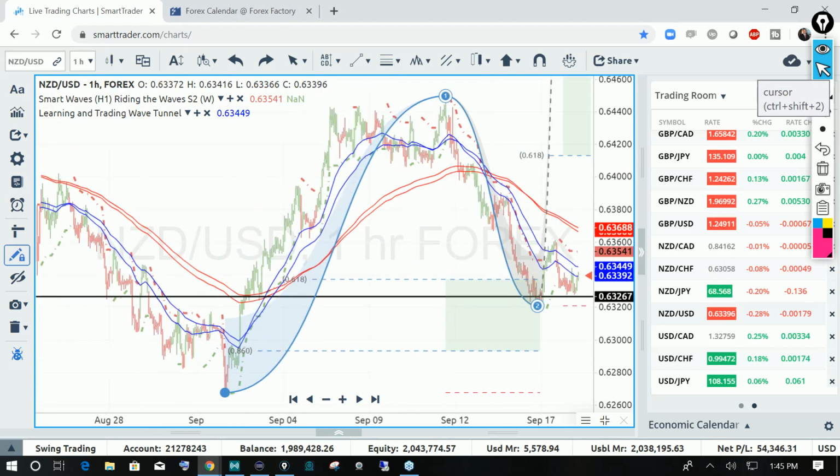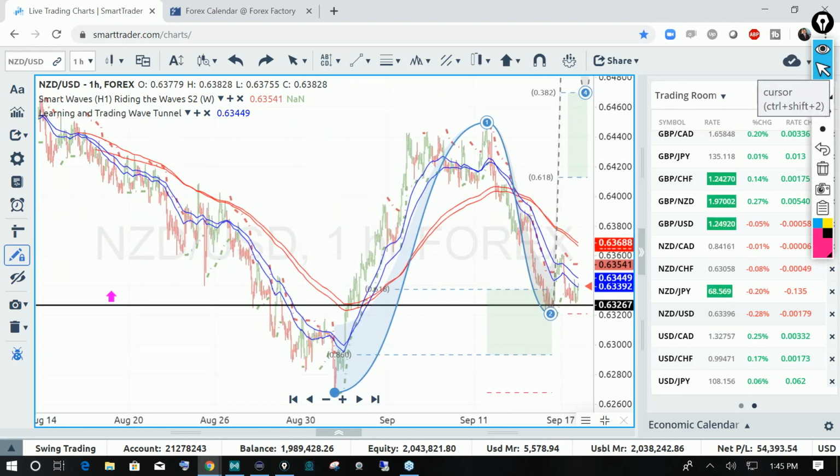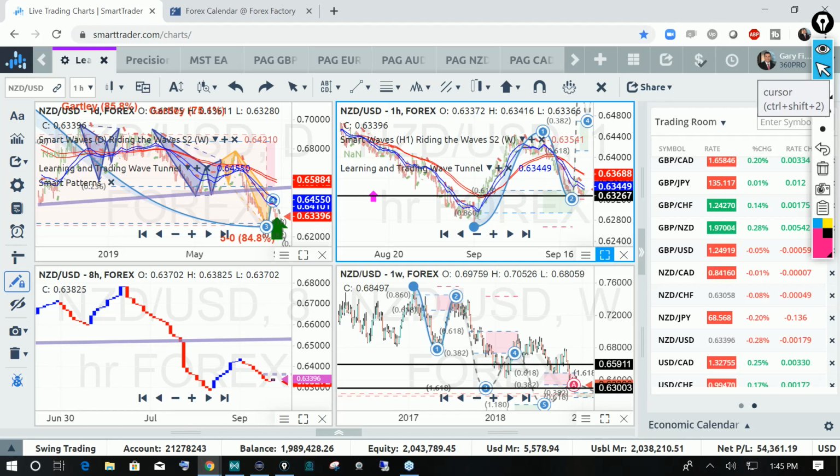Again, going to the New Zealand US dollar. If you look at every single pair that we looked at so far, we've got at least a 80 or 90% chance that these charts are telling us that dollar weakness is taking place today.